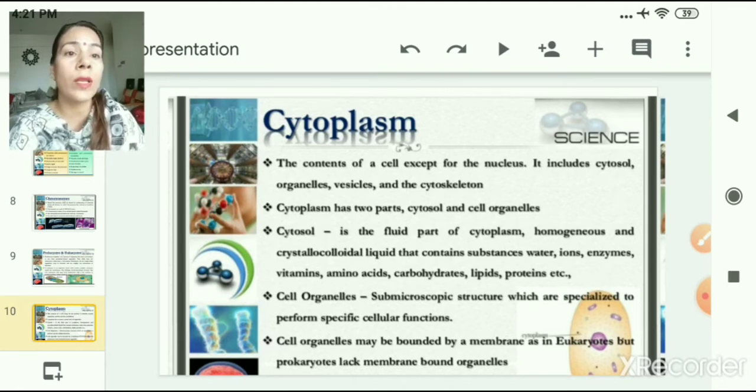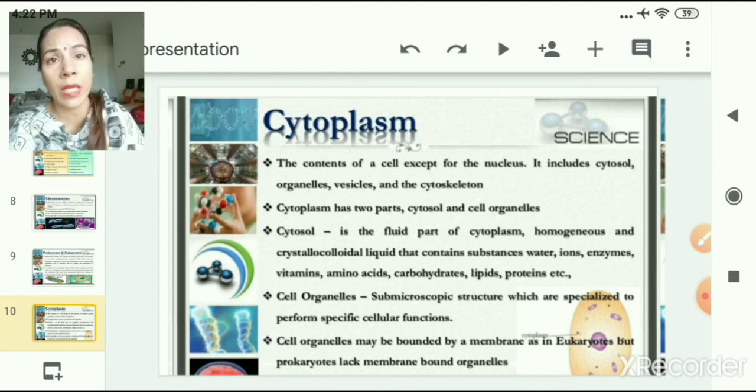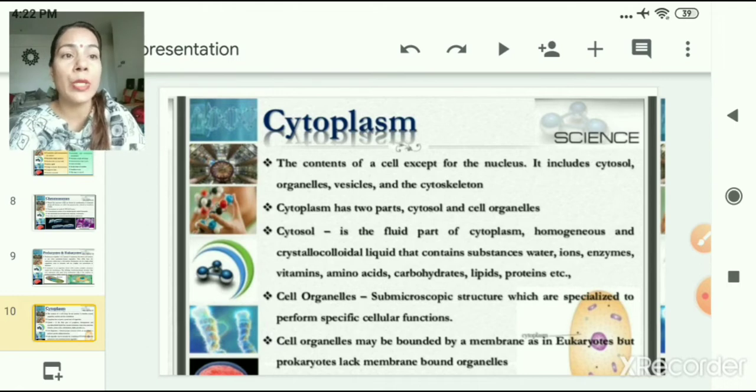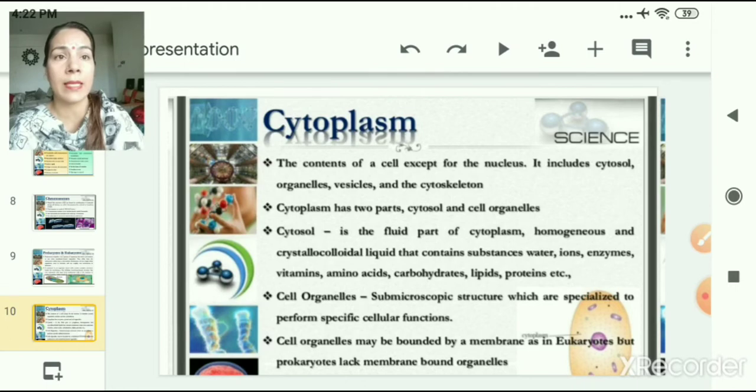Whereas cell organelles are submicroscopic structures which are specialized to perform specific types of functions. Cell organelles may be bounded by a membrane in eukaryotes, but prokaryotes lack these membrane bound organelles.